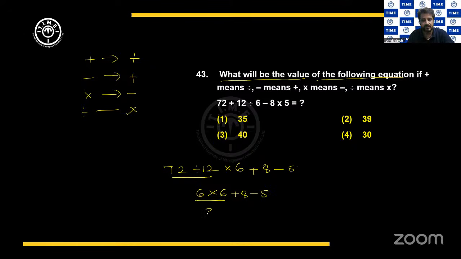Multiplication, 6 into 6, 36. 36 plus 8 minus 5. Next addition, 36 plus 8, 44. 44 minus 5, that is 39. So the answer is 39, choice 2.